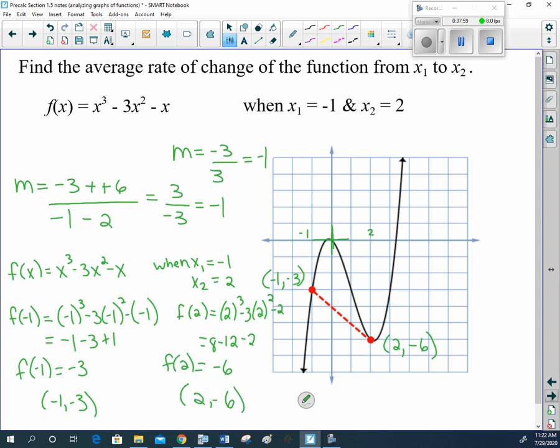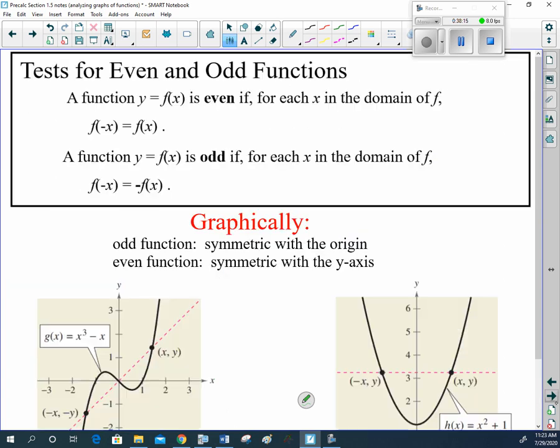And now you can go back to using the slope formula if you had to find the average rate of change. So if you have a picture, it's really nice because you can just count it out on your picture. But if you don't have a picture, you either have to draw the picture and find the points, or you just substitute in the x values to find the y value.